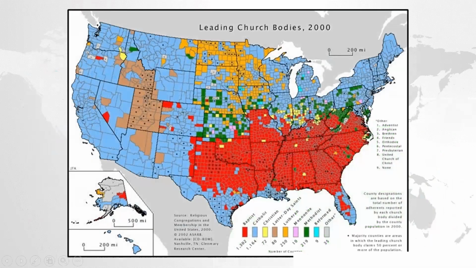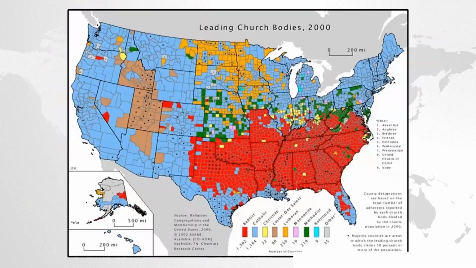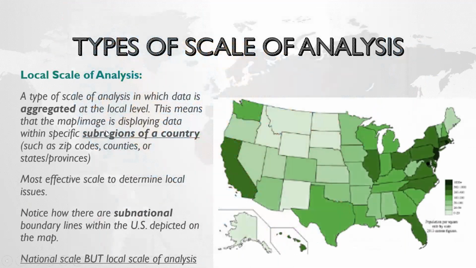Here's another map with a local scale of analysis, looking at the leading church bodies. This is from a while ago, the year 2000. Here's a map of the 2016 election. We can see the counties in the United States, and whether they voted Republican or Democrat. So again, this is a local scale of analysis, because data is organized by counties, which fits in with subregions of a country.